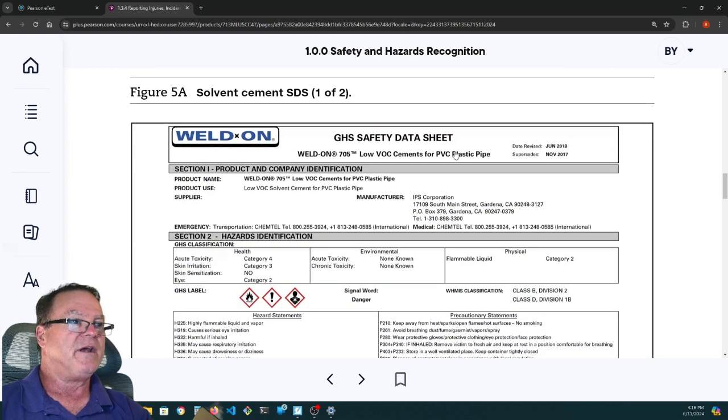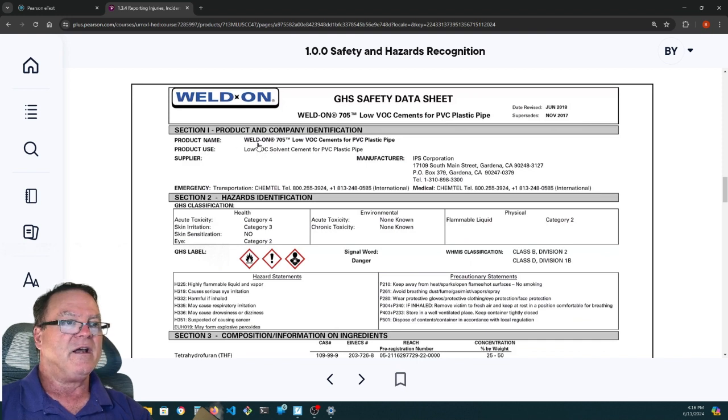Here's an example of one. Here's a safety data sheet. Product name is Weld On. It's cements for PVC plastic pipe. So it's a PVC glue, basically. And it tells the manufacturer here in Section 1. Here's the manufacturer, IPS Corporation, their address, their telephone number. And that's who you'd want to call. Or emergency transportation, Chemtel, there's their telephone number. Medical, you'd call this other number. They give you the phone numbers to call the actual company themselves and get information.